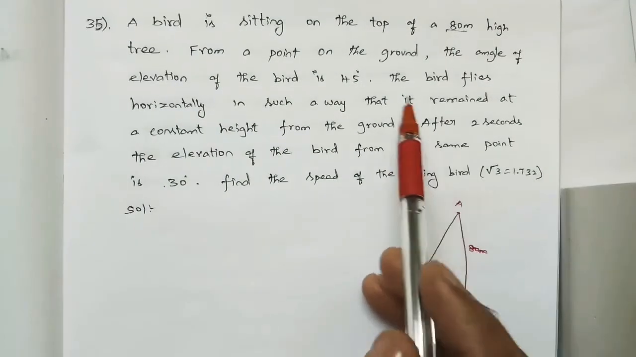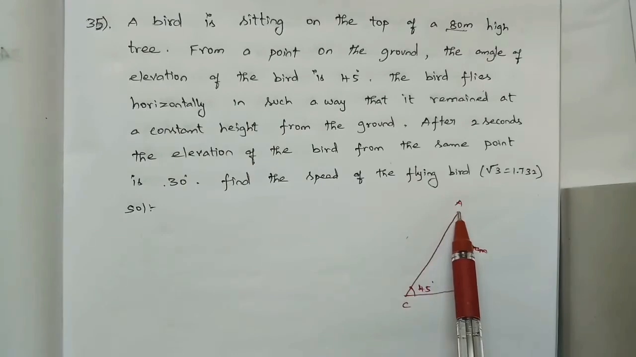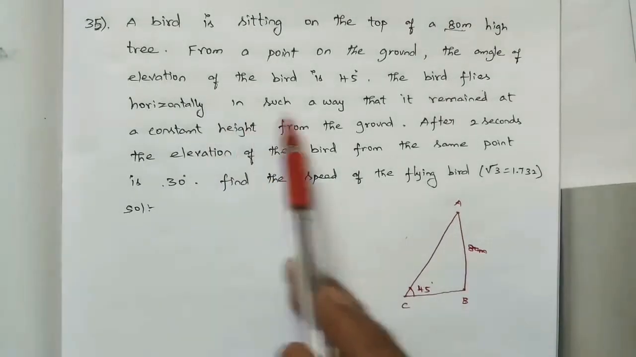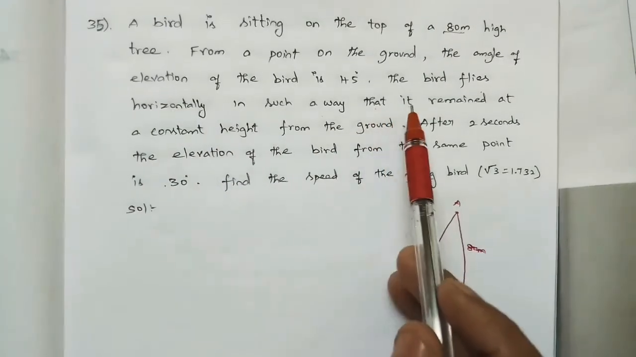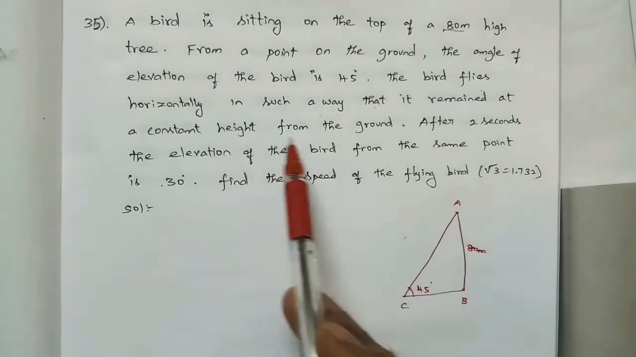So I'm just reading that the bird flies horizontally. The bird is on the top of the tree, flying horizontally this side or that side. We don't know that, in such a way that it remained at a constant height. It is flying at the same height only, right? From the ground.